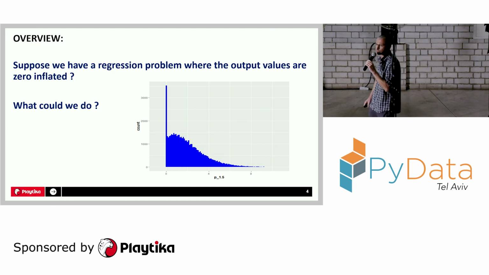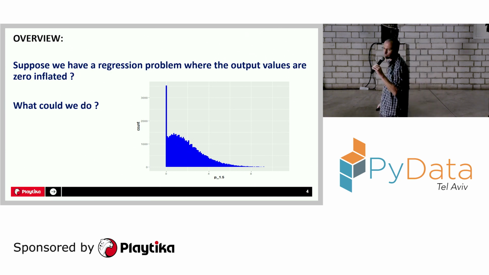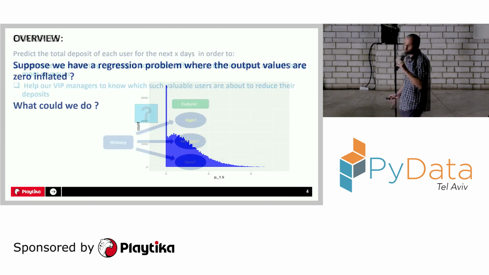Suppose we want to predict some numerical value in which we know that has a very specific shape. This is what we call a zero inflated shape. So you have a mass probability in 0, and other values are positive values. So we cannot really change or transform this distribution into something that looks more of a Gaussian. So what could we do?